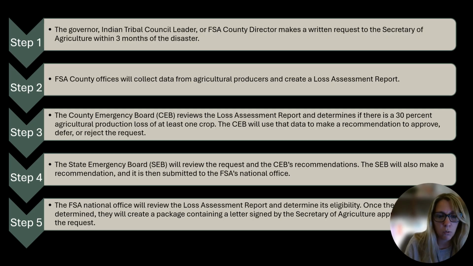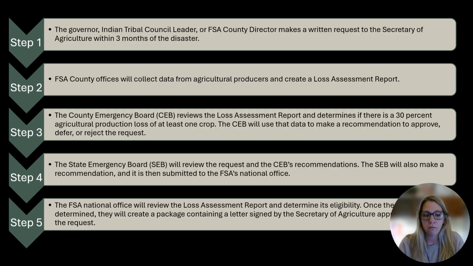The county emergency board, or CEB, reviews the assessment report and determines if there are 30% agricultural production loss of at least one crop. The CEB will use that data to make a recommendation to approve, defer, or reject the request. Step 4, the state emergency board, or SEB, will review the request and the CEB's recommendation. The SEB will also make a recommendation. It will then get submitted to the FSA's national office.